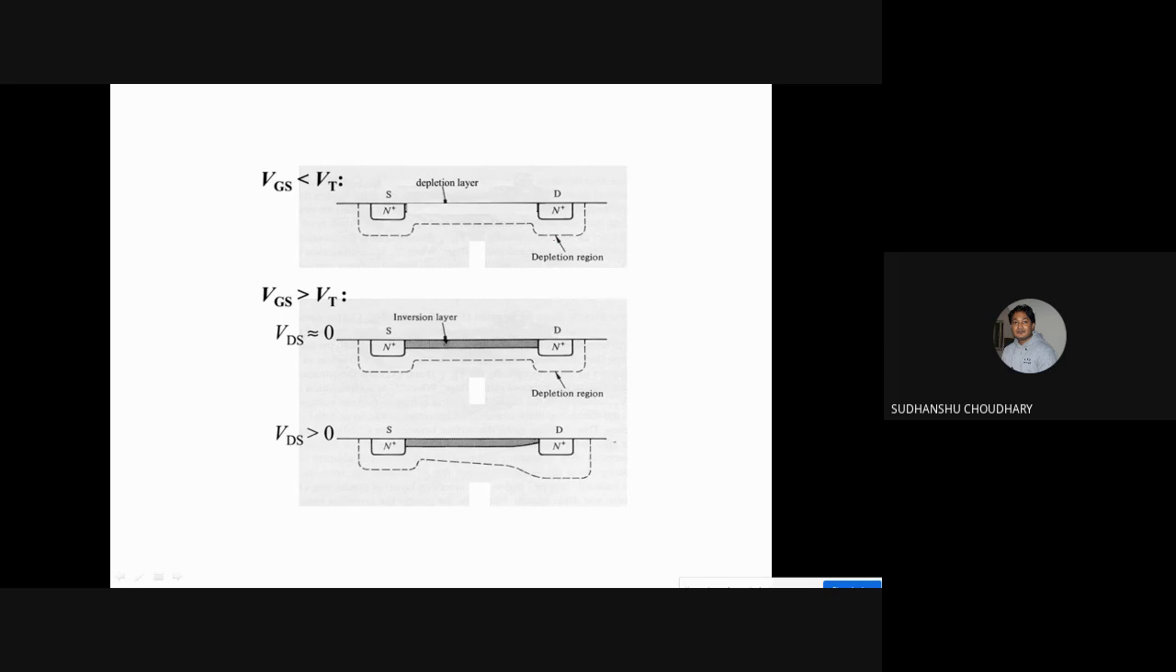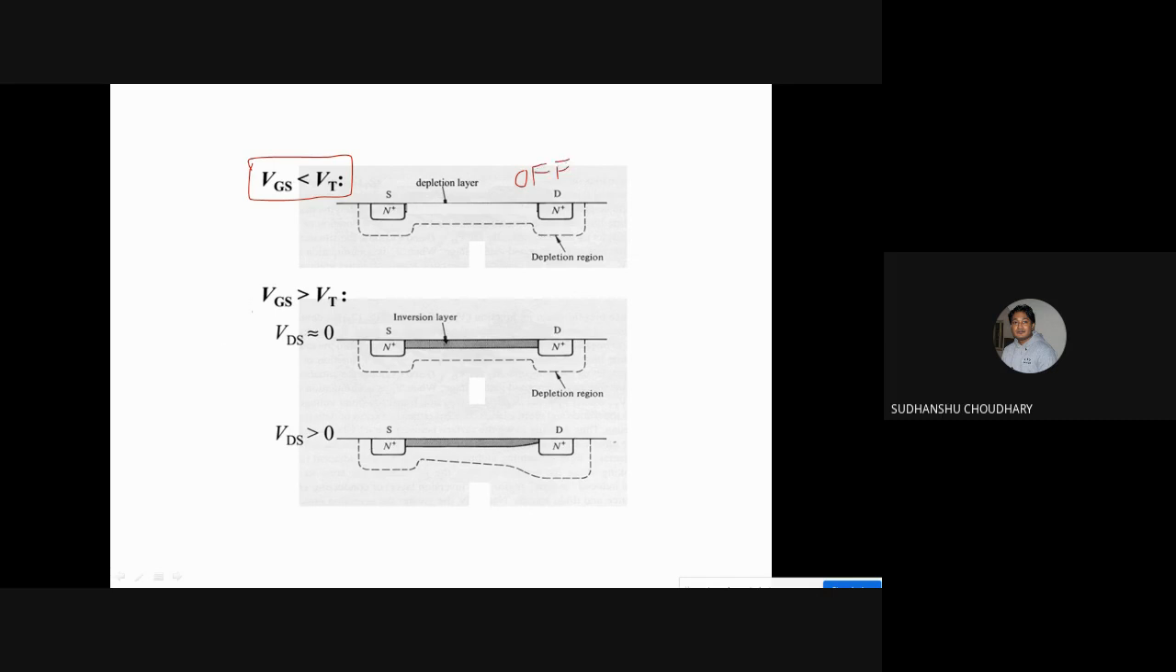Now let us summarize again the same thing that we have studied. So first of all, when VGS, that is applied gate to source bias, is less than the threshold voltage, then you will have no channel, and in fact you'll have a depletion layer, or the depletion mode comes into picture. No channel, so the device is off.